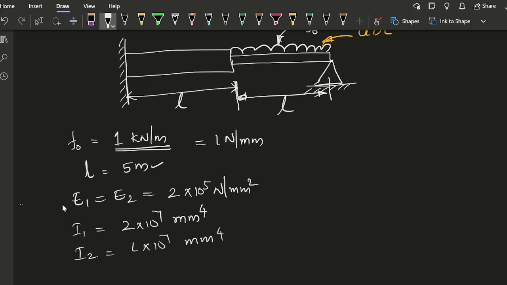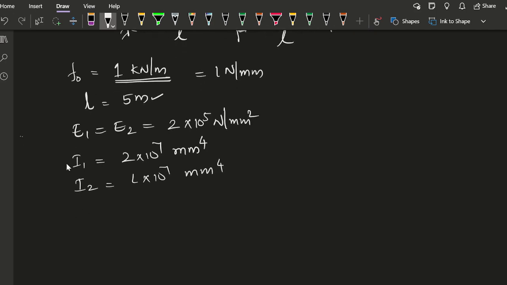And they have given the Young's modulus as well for both the elements, E1 and E2 equal to 2 into 10 power 5 Newton per mm square. And they have given I, that is the moment of inertia as well, I1 as 2 into 10 power 7 mm power 4, and I2 for the second element it is 1 into 10 power 7 mm power 4. Okay, so these are the given data. So we have to analyze the beam completely.